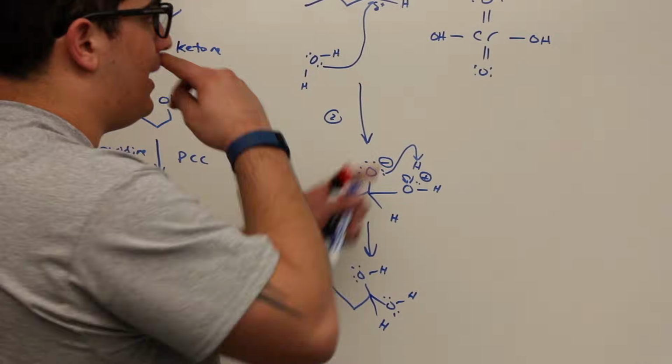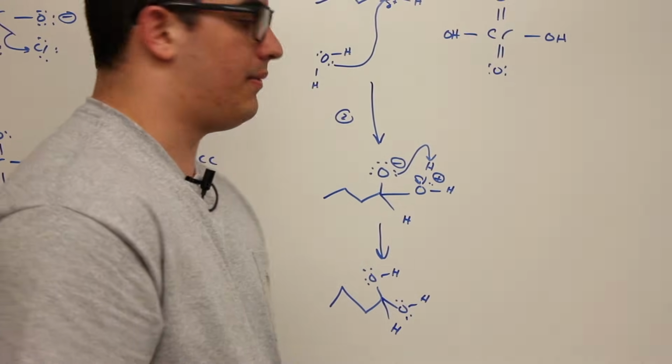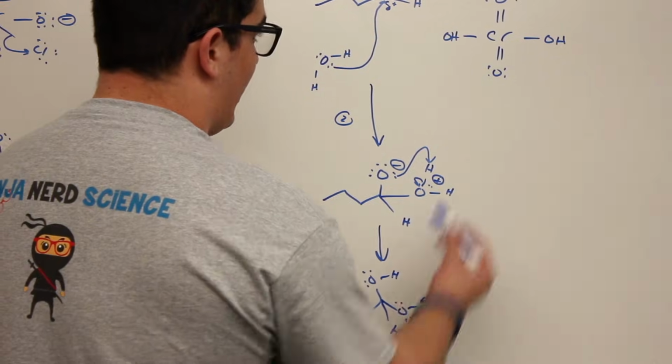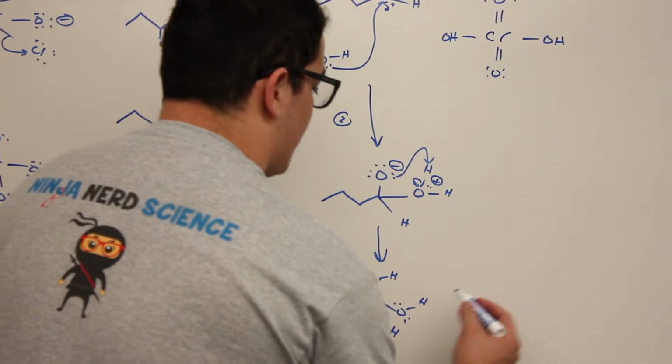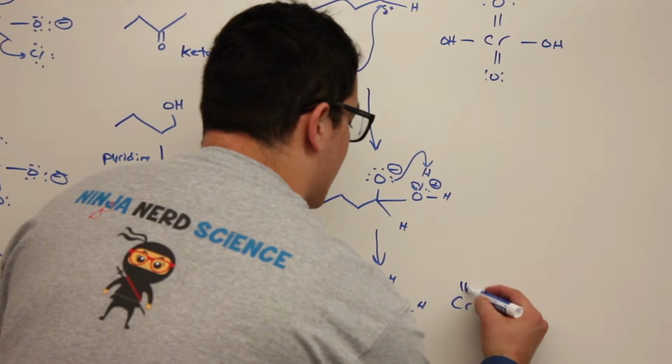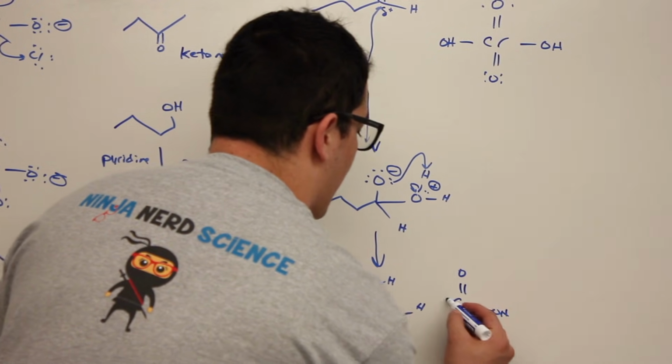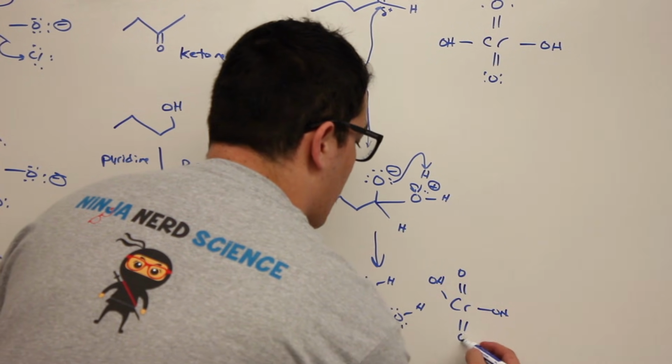Then what happens? Now we react it with the chromic acid. So we're going to take this and react it with him. What happens? We take that Cr double bond OH there, double bond oxygen there.